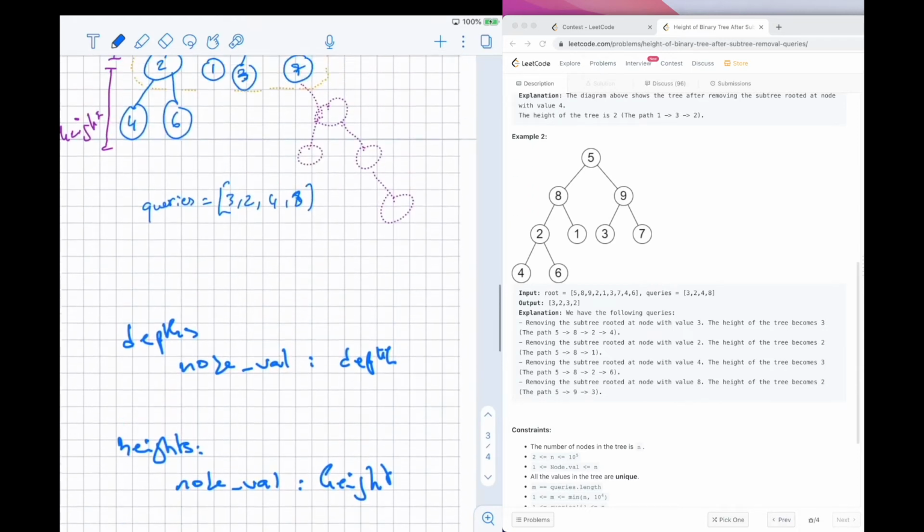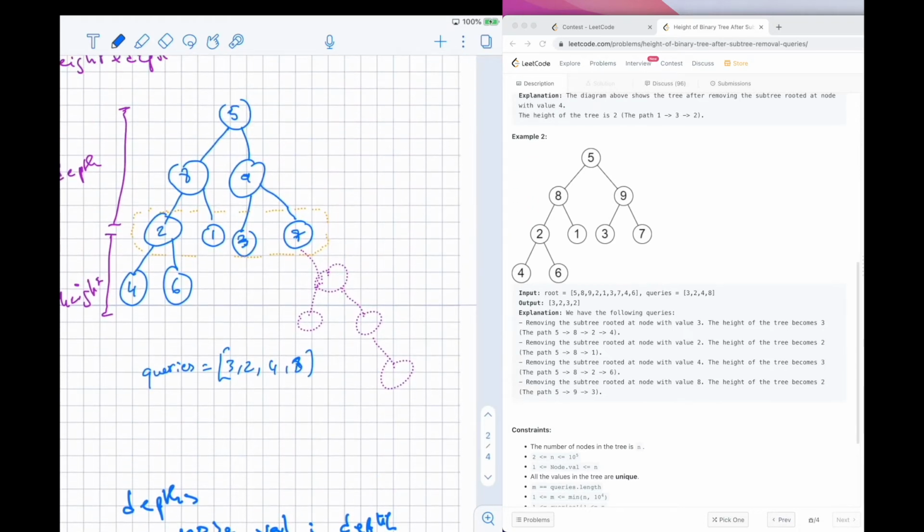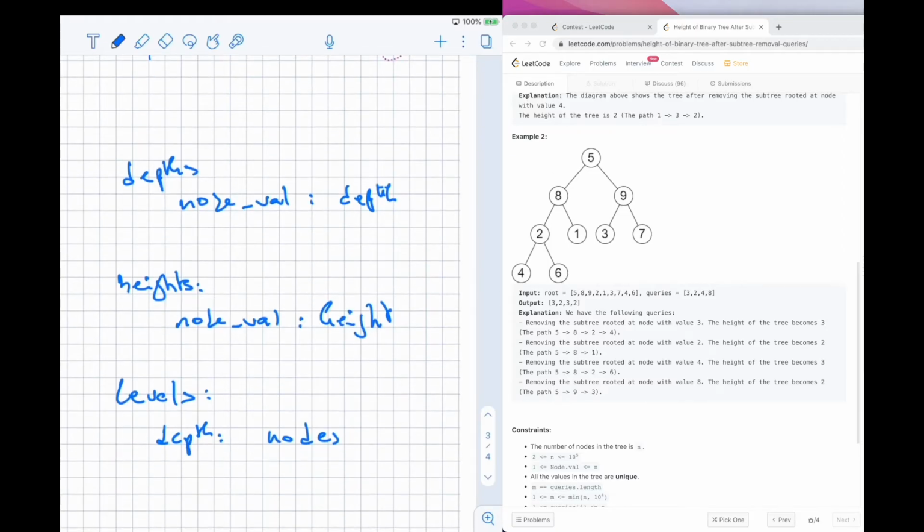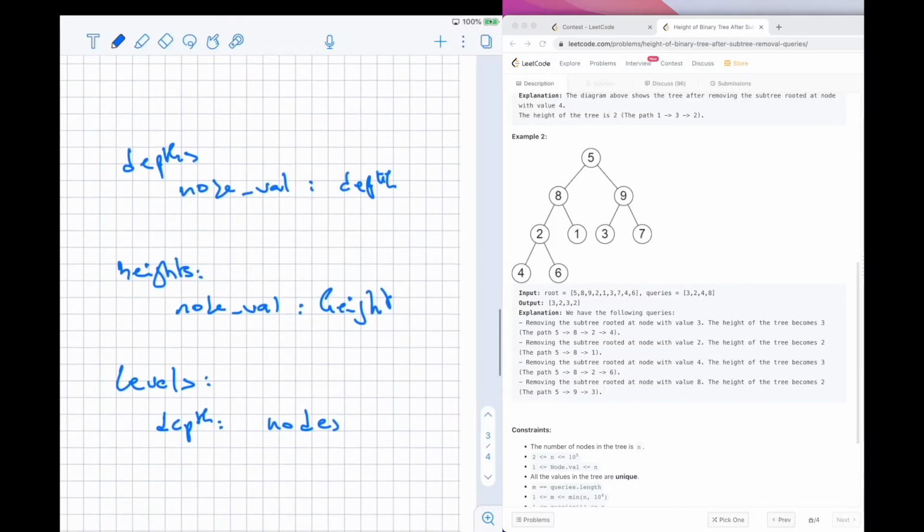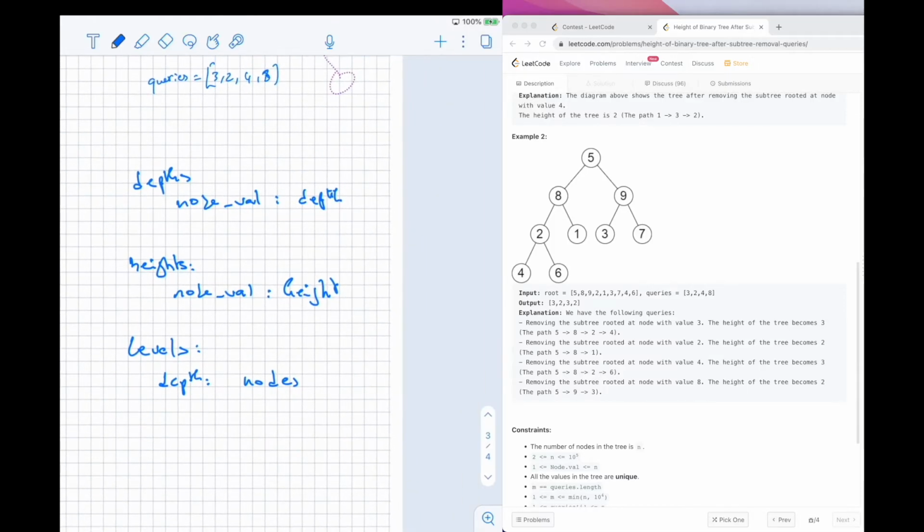Okay, so we know that we need these. Now the question becomes, how do we respond to each query? We are doing all of this to avoid doing a new DFS pass for each query. So we can populate these two in one DFS, and then we can populate levels in one loop. So let me just note that down. I will show how in a minute.